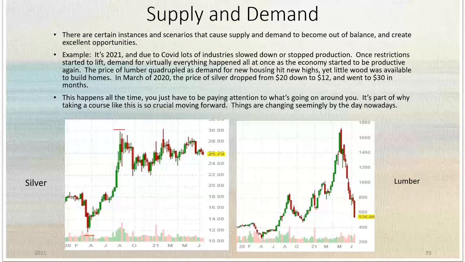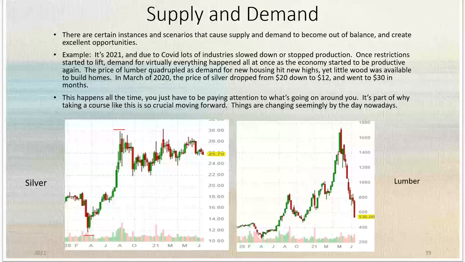Supply and demand. There are certain instances and scenarios that cause supply and demand to become out of balance and create excellent opportunities. Example: it's 2021, and due to COVID, lots of industries slowed down or stopped production. Once restrictions started to lift, demand for virtually everything came back all at once as the economy started to become productive again. But that was after the entire economy of almost every nation in the world was shut down, either fully or to an extent. And so we really got to see how important and how connected we are globally to these different products, services, and businesses, right?